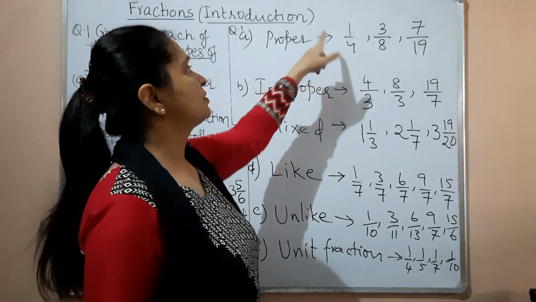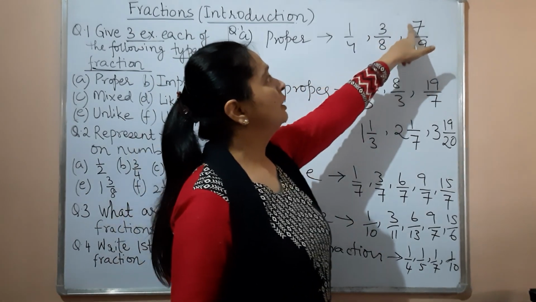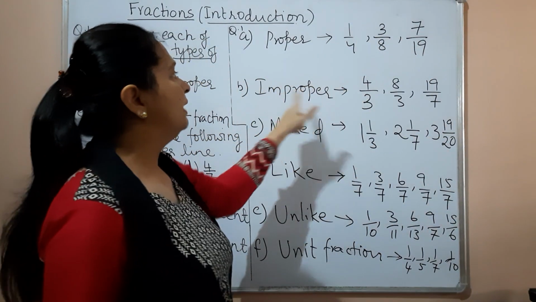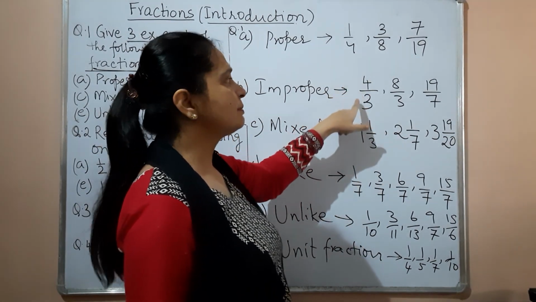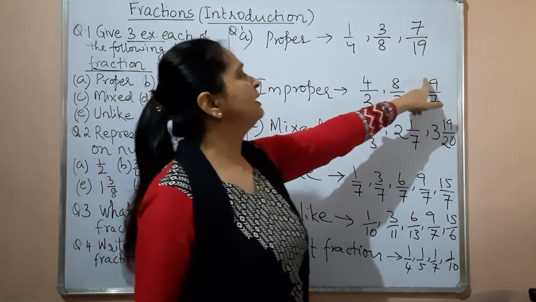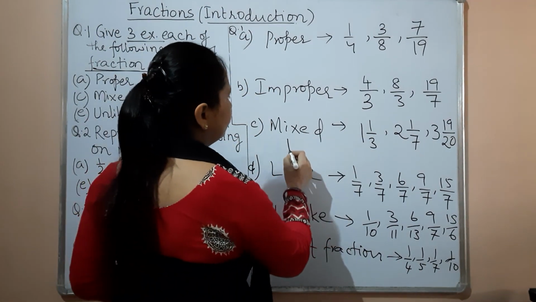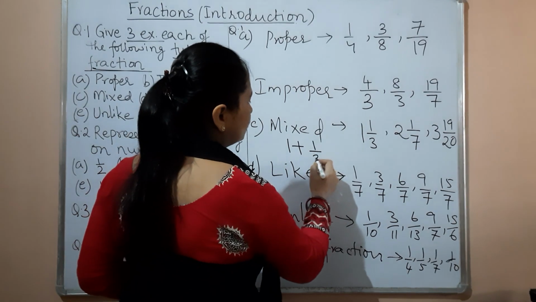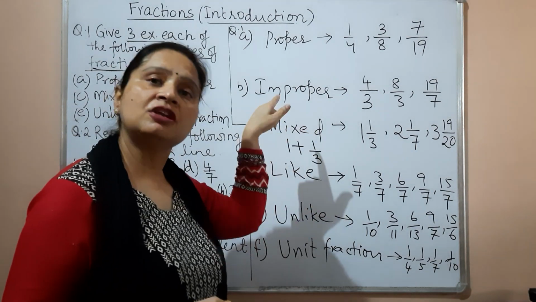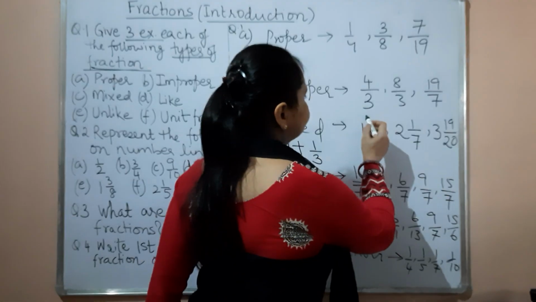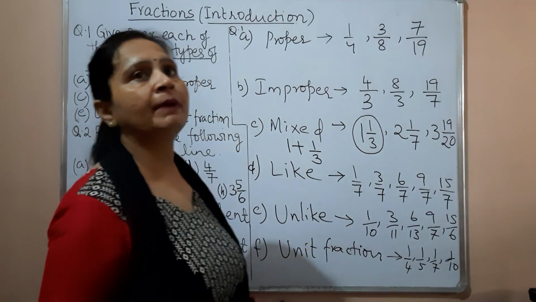The proper fraction is a fraction where the numerator is smaller than the denominator. Improper is just the reverse: the numerator is bigger than the denominator. In mixed fraction we observe that 1 whole 1 upon 3 means 1 complete whole and 1 by 3 fraction more. That is called mixed fraction. So in mixed fraction we have a whole number part and the fraction part together.